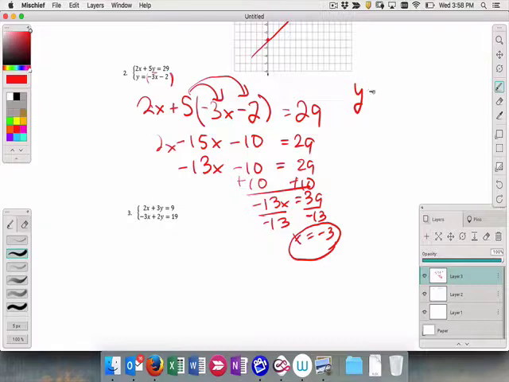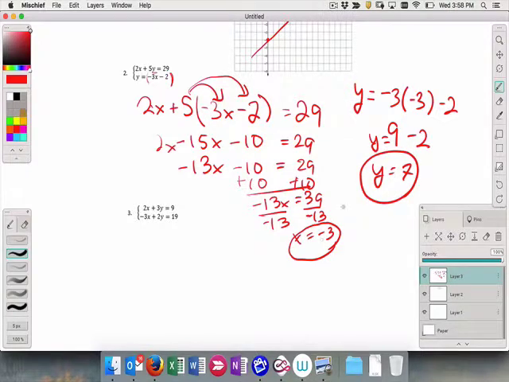Y equals negative 3 times x minus 2. Well, negative 3 times negative 3 is 9. And 9 minus 2 is 7. There. So now I have a solution: negative 3, 7. Again, the reason I chose to use the substitution method on this particular system was that one variable was already isolated in my second equation.